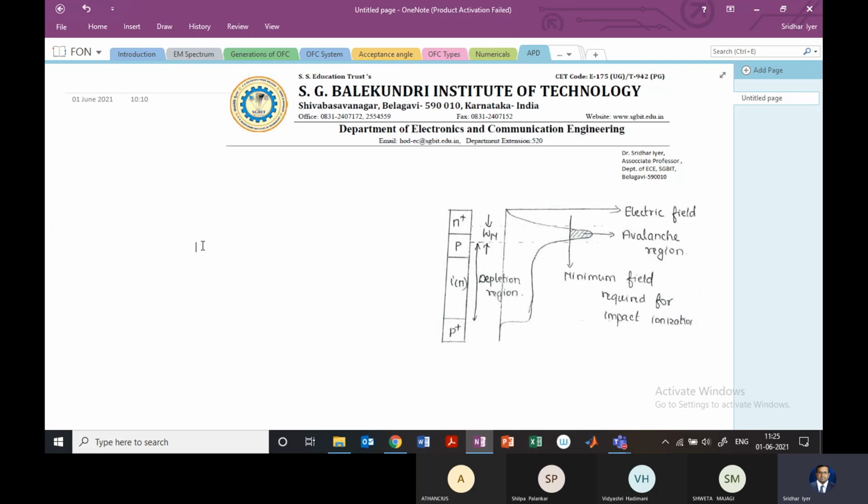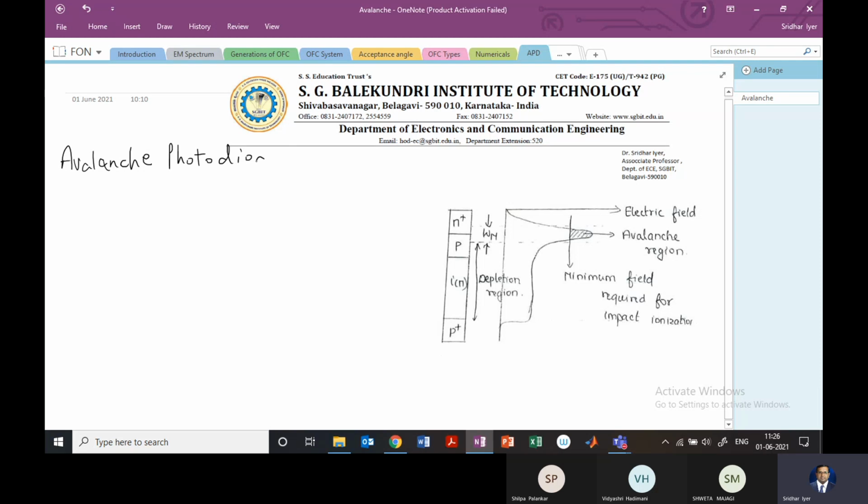Now today we'll look at the other kind of photodetector which we could use in the optical system, that is known as the avalanche photodiode, okay, in short APD. So this term avalanche basically means multiplication. So there is a provision here in the diagram, which I'll explain to you, where the multiplication of the electrons takes place, and therefore you get multiplied current at the output of this photodetector.